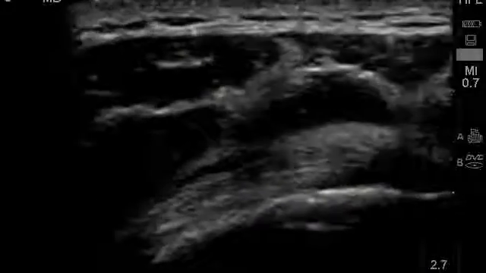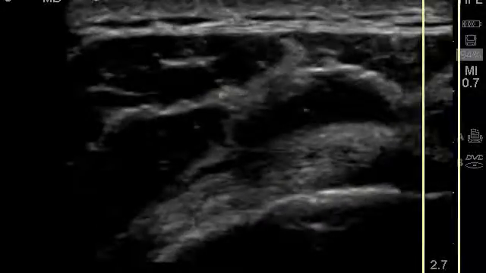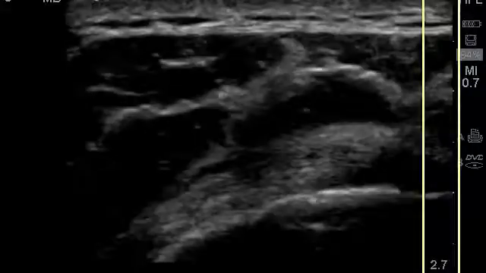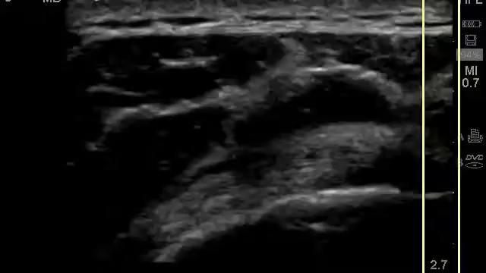Using the depth markers on the right of the ultrasound screen, the skin to subacromial bursa distance can be measured and used to determine the necessary depth of needle insertion.